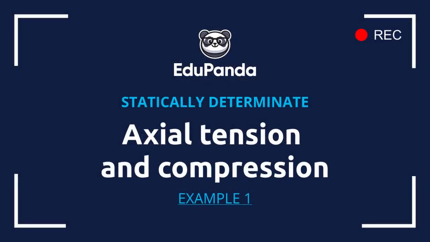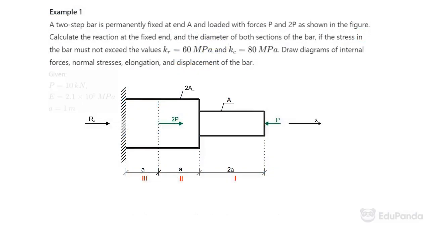Today's topic is axial tension and compression. We'll go through 3 statically determinate examples. The first one. A 2-stage rod has been permanently fixed at end A and loaded with forces, P and 2P as shown in the figure. Calculate the reaction at the fixed end and the diameter of both rods.